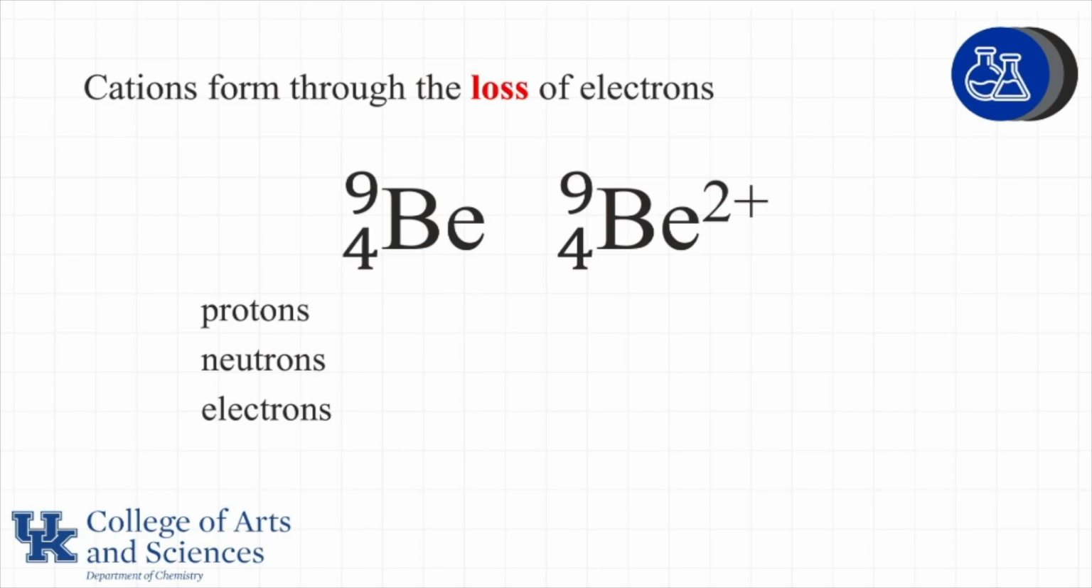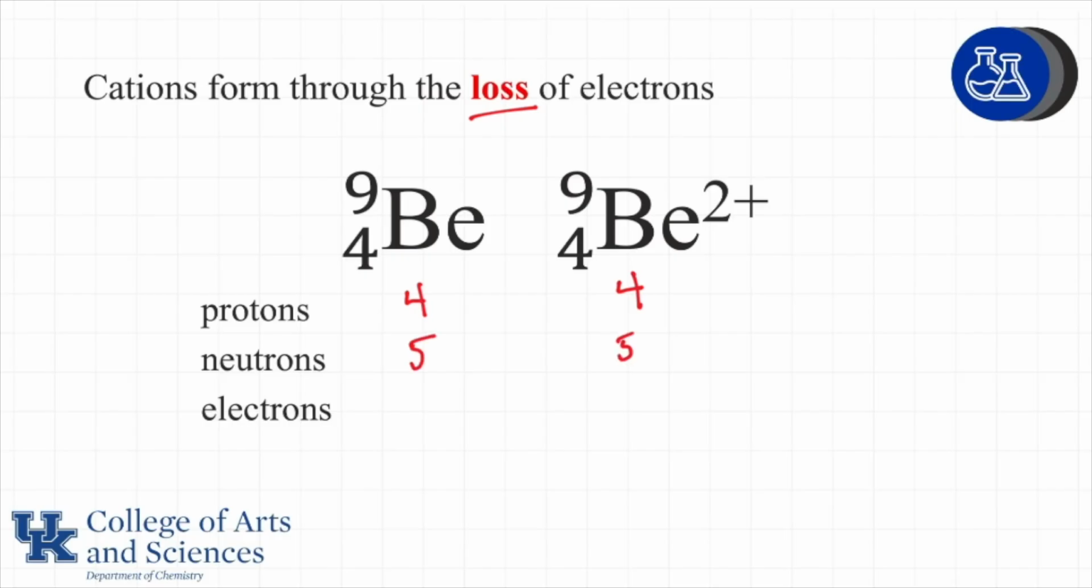When cations form, they do so through the loss of electrons. So this is really important to remember. It's always the loss of electrons. Let's look at an example with beryllium and beryllium 2+. If I look at the number of protons, we see that they both have 4 protons because that's the atomic number for beryllium. If I change the number of protons, I'm no longer dealing with beryllium.